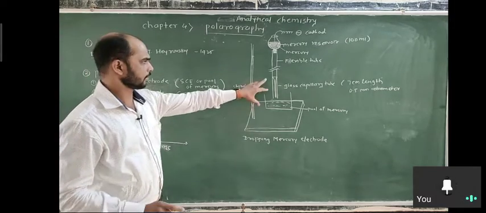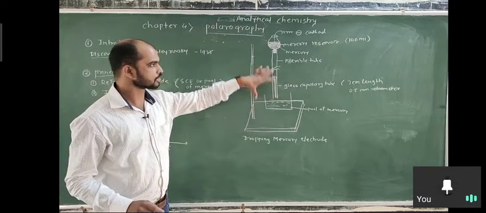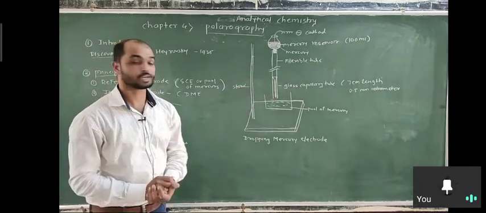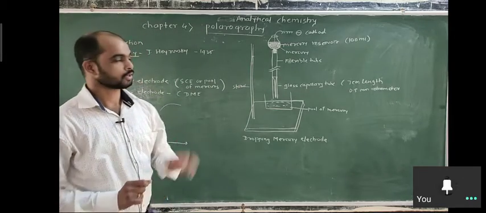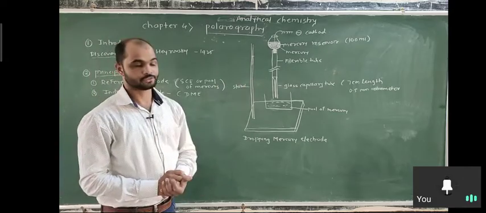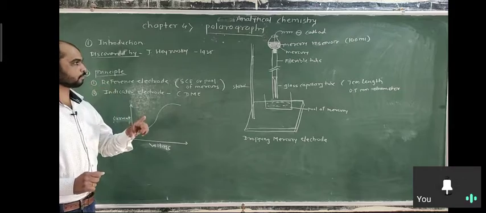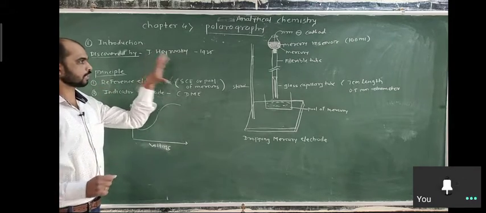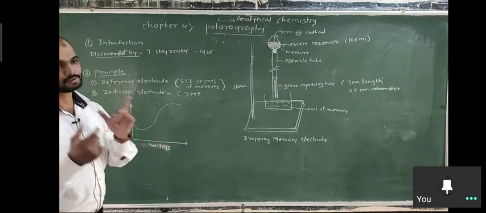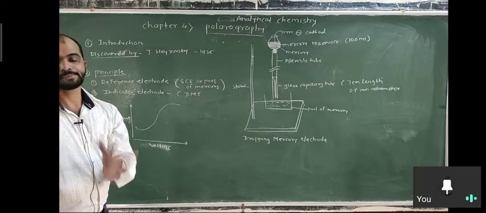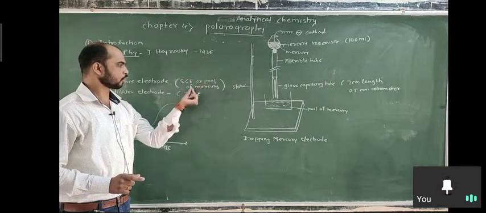Here is the diagram of the dropping mercury electrode. This is how the dropping mercury electrode is used, and we are going to discuss how it works. In the introductory point, the very important point is that two electrodes are used, a larger surface area and a smaller surface area. Large surface area means macro electrode. The examples are the saturated calomel electrode or pool of mercury.